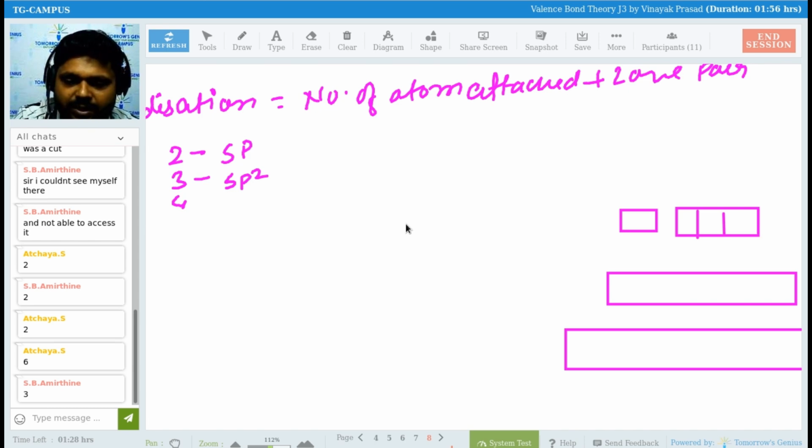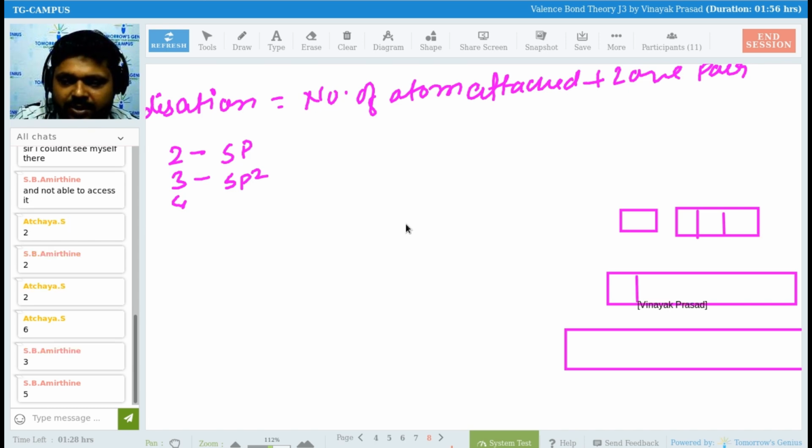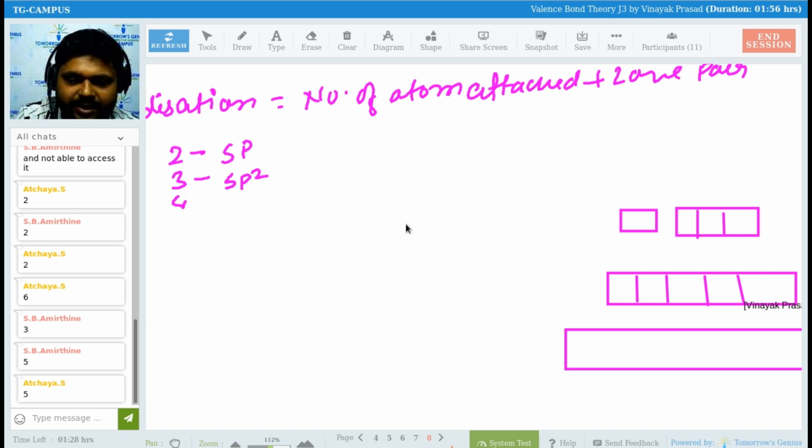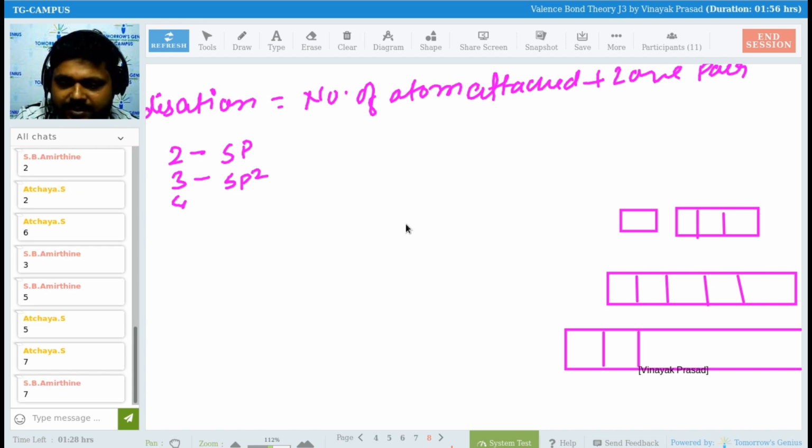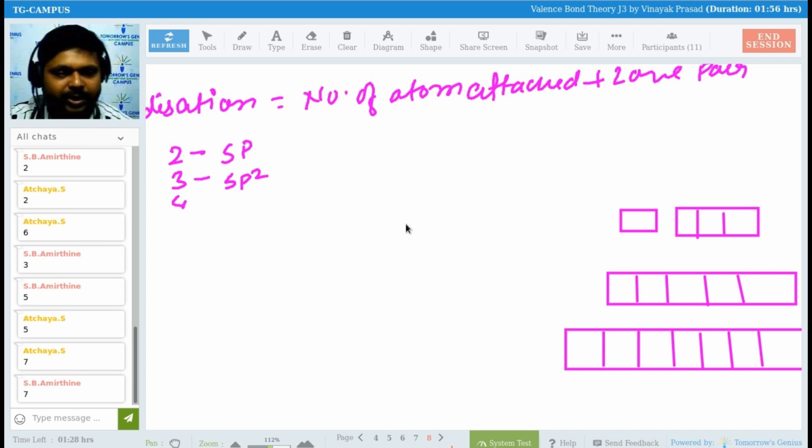In case of D, 10 electrons will be filled. So there will be 5 orbitals. 1, 2, 3, 4, 5, right? Yes, very good Atachaya. In case of F, there will be 7 orbitals. 14 electrons will be filled in this. So 3, 4, 5, 6, and 7. Got my point, everyone?